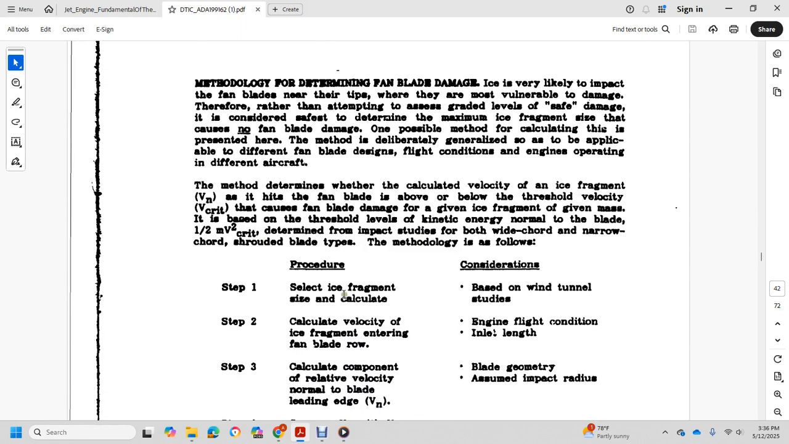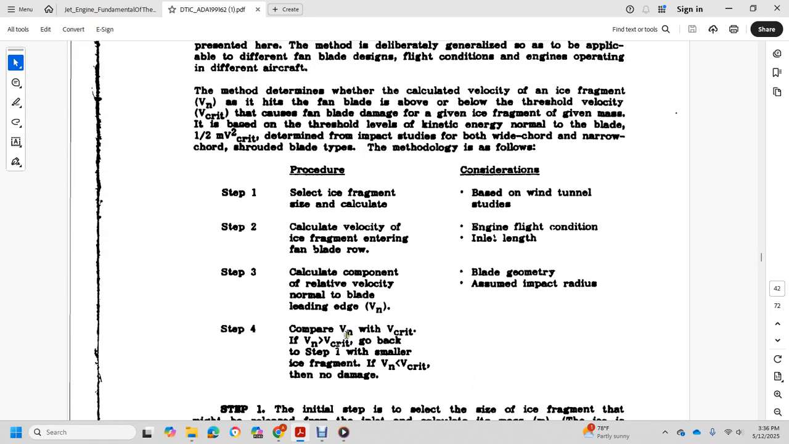Step 1, select the ice fragment size calculated based on wind tunnel studies. Step 2, calculate the velocity of the ice fragment at the fan blade row for the engine flight condition and inlet length. Step 3, calculate the component of relative velocity normal to the blade leading edge, using the blade geometry and assumed impact radius. Step 4, compare the velocity normal to the blade with the critical velocity. If it is smaller, there is no damage to the leading edge; otherwise, go back to step 1 with a smaller fragment.